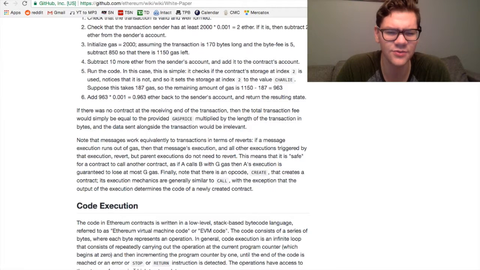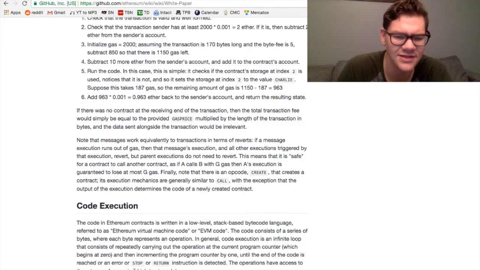Note that messages work equivalently to transactions in terms of reverts. If a message execution runs out of gas, then that message's execution and all other executions triggered by that execution revert, but parent executions do not need to revert. This means that it is safe for a contract to call another contract. If A calls B with G gas, then A's execution is guaranteed to lose at most G gas.